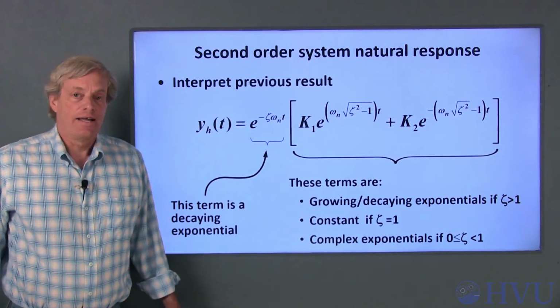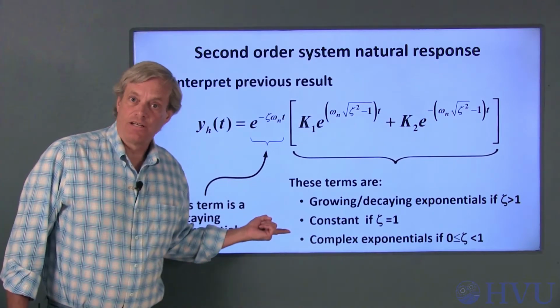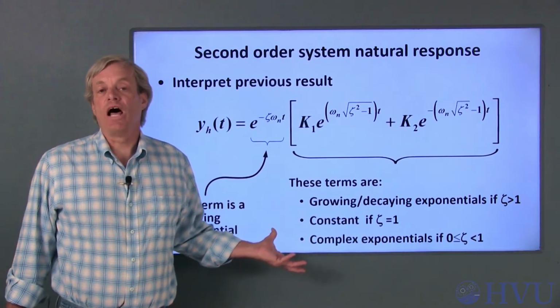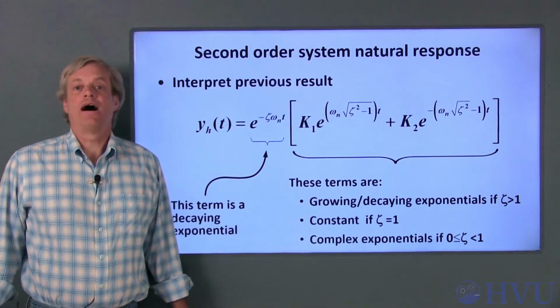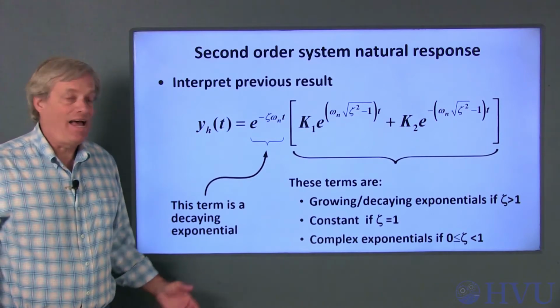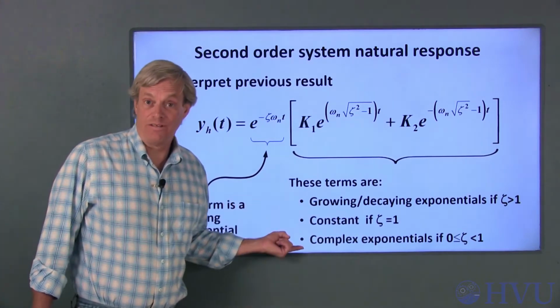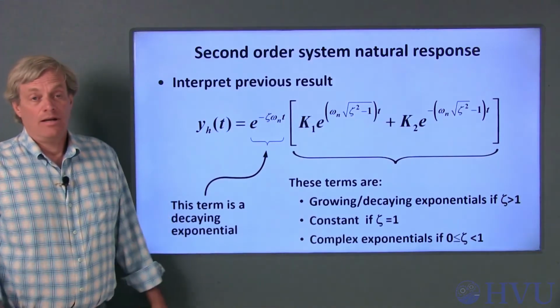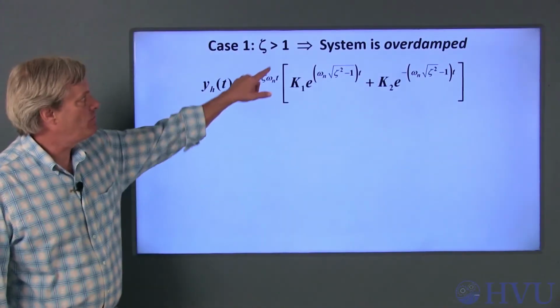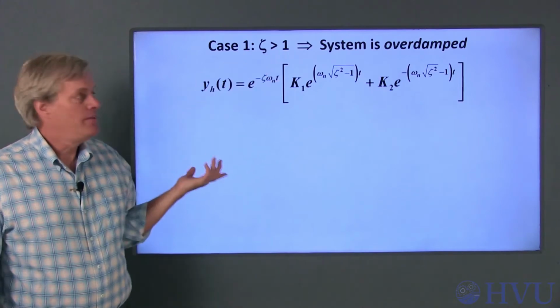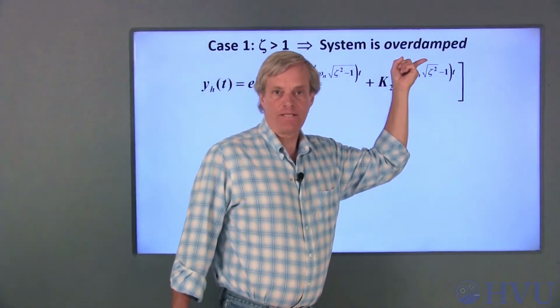In the next few slides, I'll go over these concepts in a little more detail and introduce some terminology relative to second-order systems. The terms are important since it's common to classify and design second-order systems according to their damping ratio. The first case I talked about was when the damping ratio is greater than 1. This is called an overdamped system.